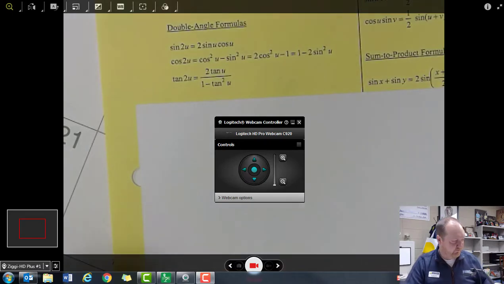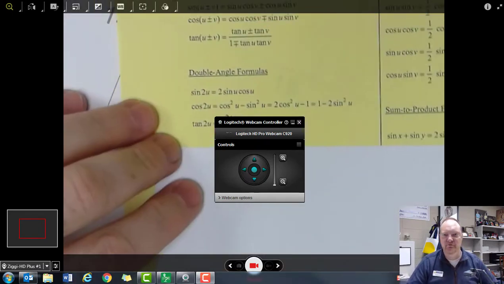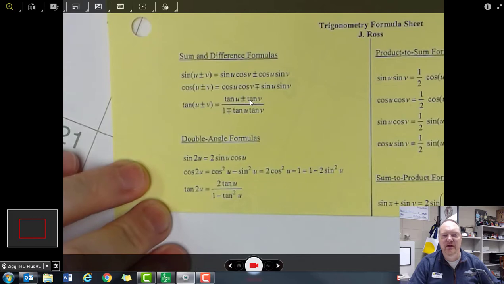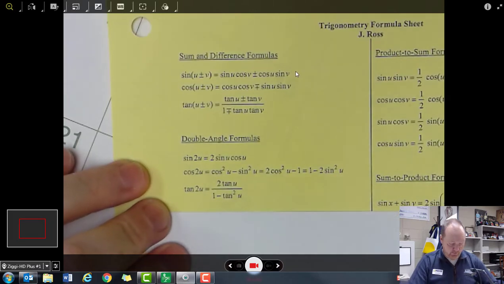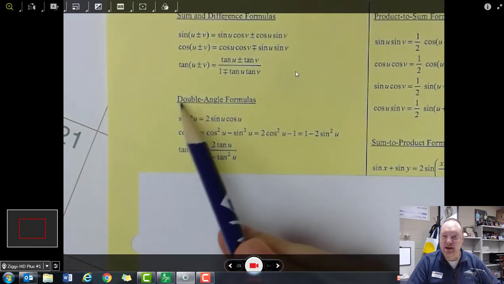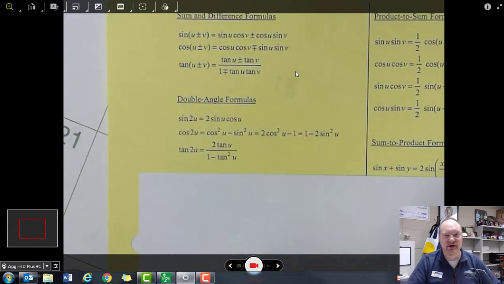Okay, so we've talked about several formulas on our formula sheet. On your last test were the sum and difference formulas. Sorry for that being in the middle of the screen. Today in class, we dealt with these double angle formulas. And again, none of these you have to have committed to memory. We're going to use the formula sheet on all of those.